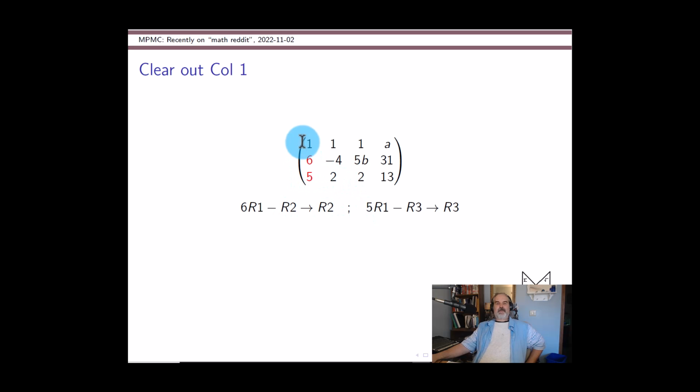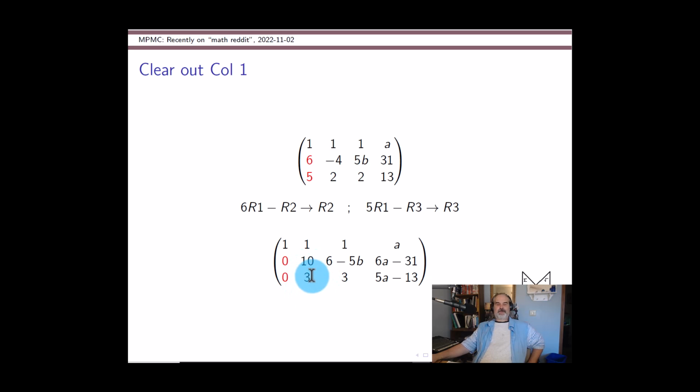To clear out this 5, we're going to do 5 row 1 minus row 3, put that result into row 3. When we do that, we've cleared those out, and we've updated all the values in rows 2 and 3. You can pause and check those out. But for example, for this first operation, 6 row 1 minus row 2, if we focus on this entry, we'd get a 6 minus 5b, and we put 6 minus 5b in that spot in the new and improved, so to speak, row 2.